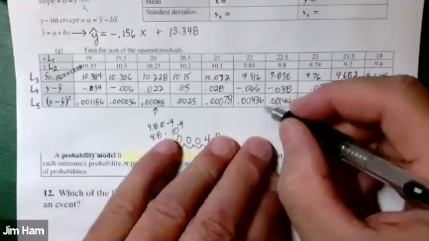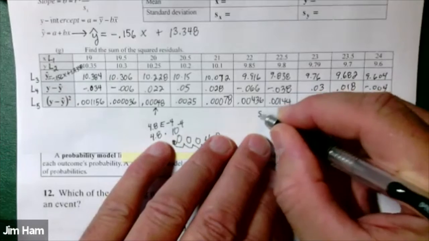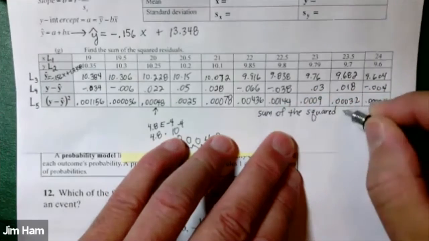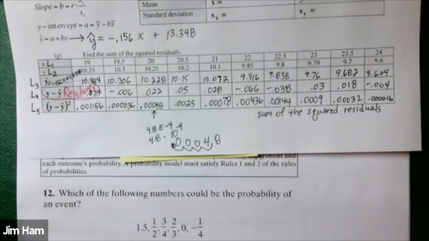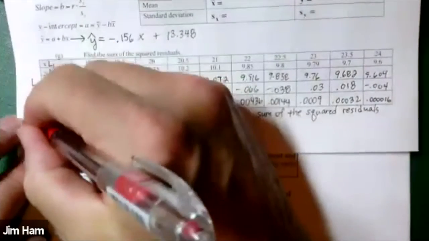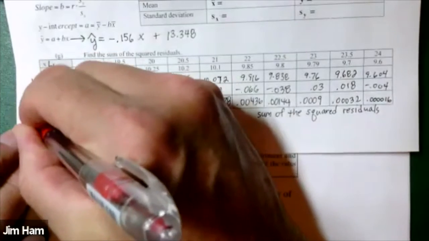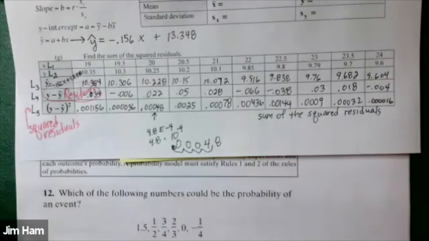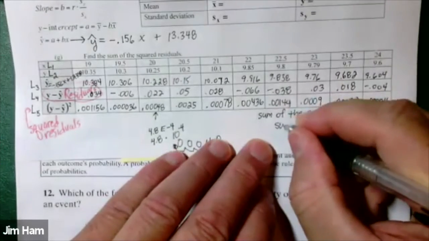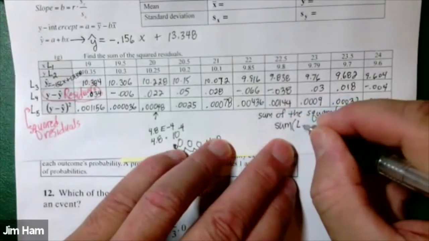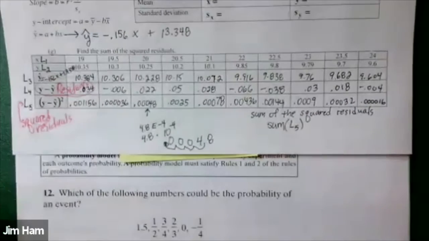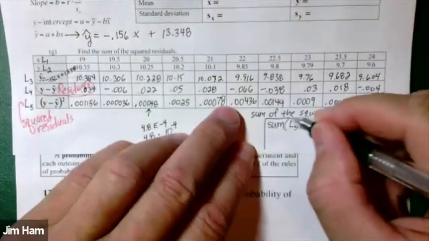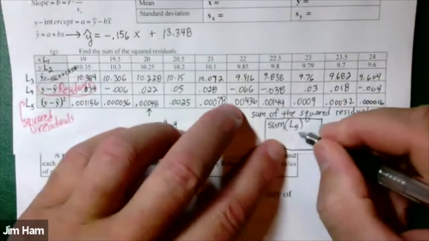Okay, now what they're going to ask you for here is the sum of the squared residuals. So L4 are the residuals, and then the next row, we're squaring those numbers. So the numbers in L5 are the squared residuals. And then they want you to calculate the sum of the squared residuals. All right, so there's a calculator function called sum. And what we want to do is sum up all the numbers in L5. This is what you want to appear on your home screen, and then you want to hit enter.